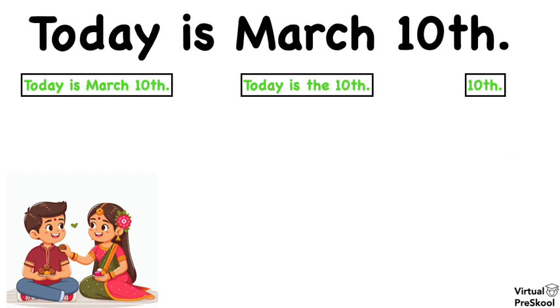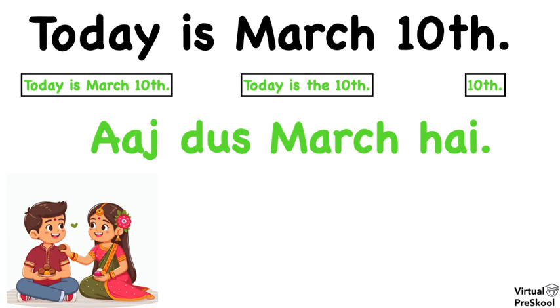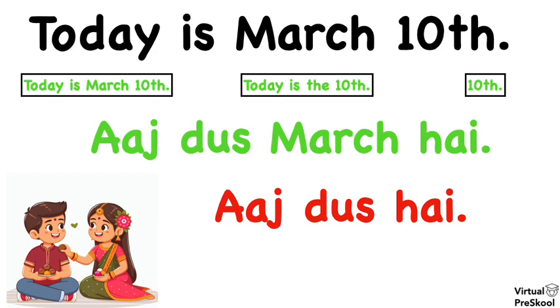All right, and let's do this one. March 10th. Today is March 10th. Let's do the whole sentence. Today is March 10th. Aaj 10 March hai. What's today's the 10th? Aaj 10 hai. And just 10th. 10.